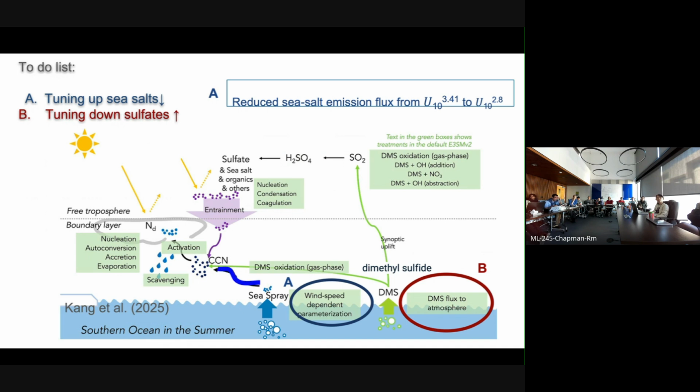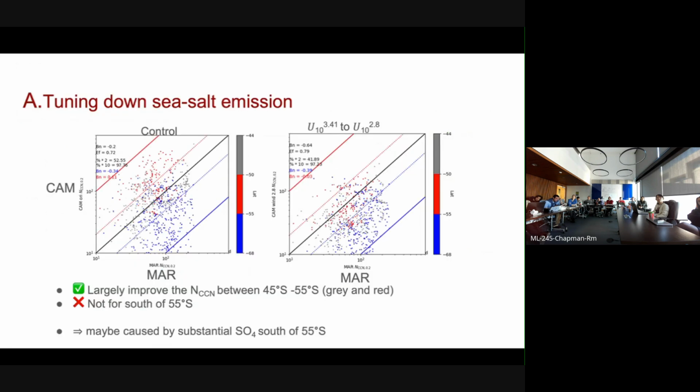The first is to check the release of sea spray as CCN, and then to check the secondary CCN, which all the way started from the DMS emission from the surface. Tuning up the sulfate and tuning down the sea salt, does that influence the CCN number performance over there? The way I did it is very simple. I just did double, triple, and 10 times the scale of the DMS emission.